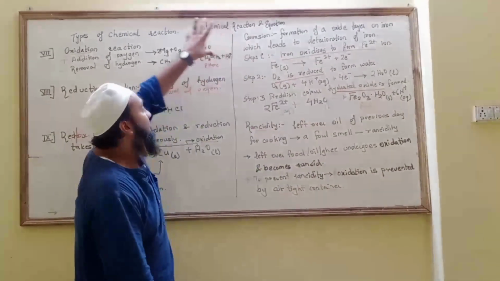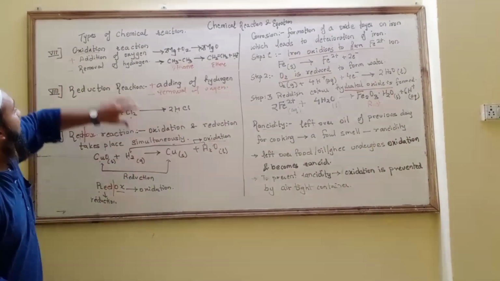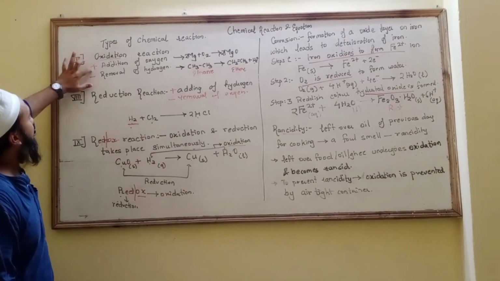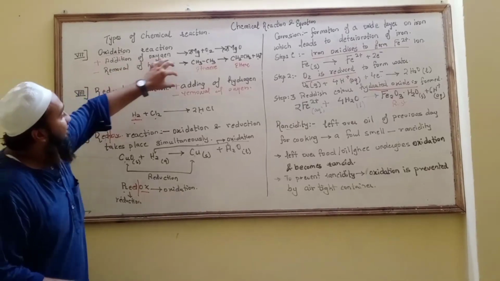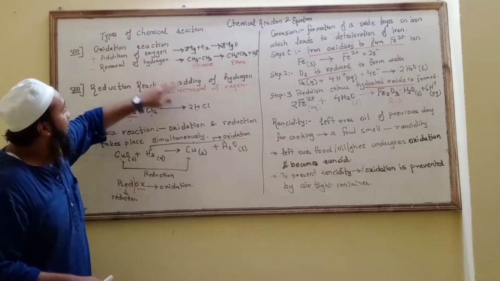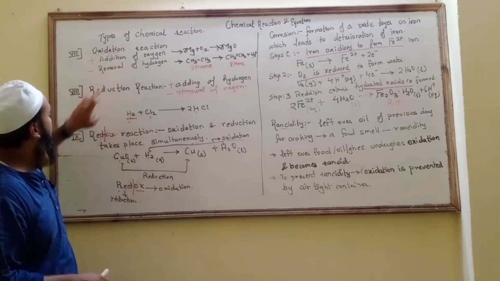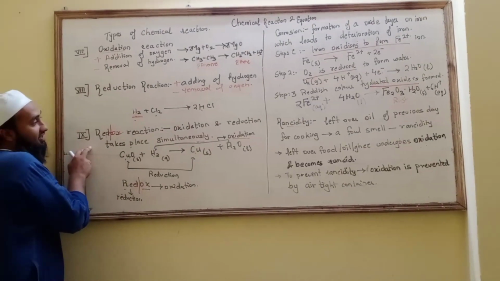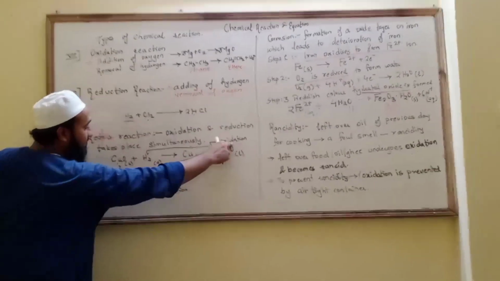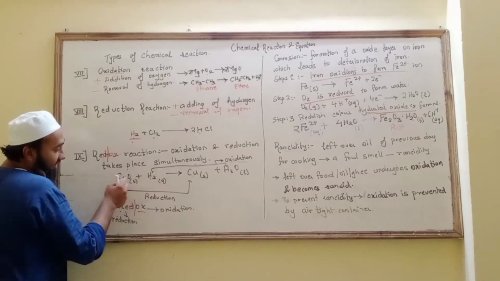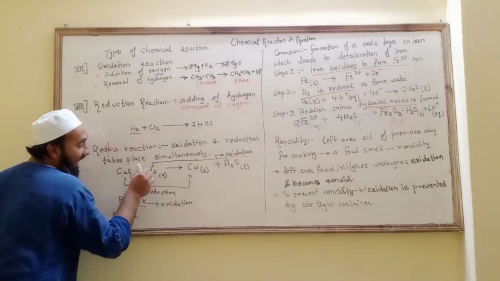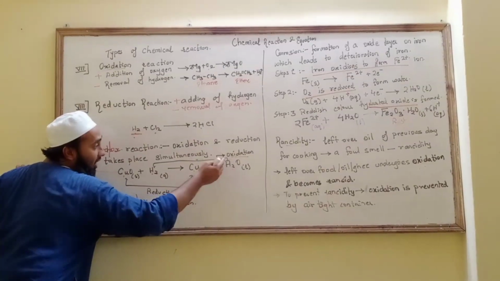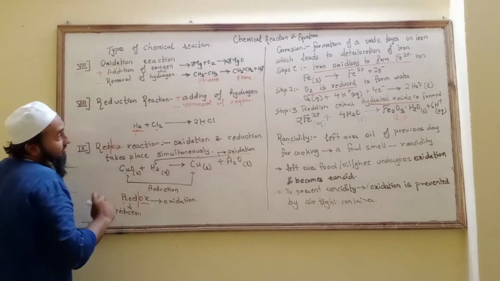This is all there is in this chapter. Coming again, oxidation is addition of oxygen or removal of hydrogen. Reduction is addition of hydrogen and removal of oxygen. It is exactly opposite of oxidation. Redox is a reaction where oxidation and reduction take place together. Copper oxide loses oxygen, so reduction. Hydrogen forming water gains oxygen, so oxidation.